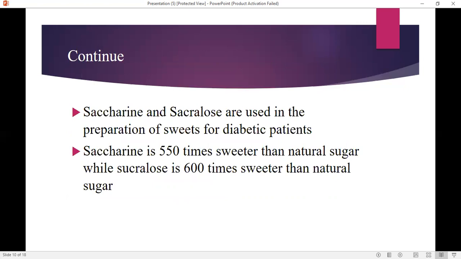Saccharin and sucralose are used in the preparation of sweets for diabetic patients. As I already mentioned, aspartame is not used as it can decompose at high temperature. Saccharin is 550 times sweeter than natural sugar, while sucralose is 600 times sweeter than natural sugar. Aspartame is also not used in the preparation of sweets for diabetic patients as it is 200 times sweeter than natural sugar.